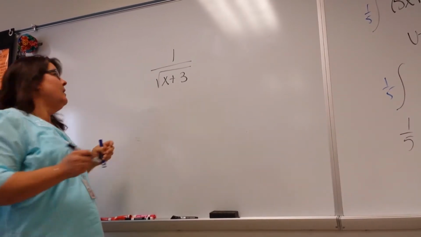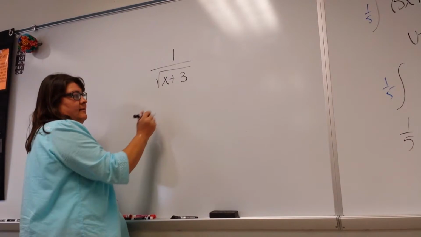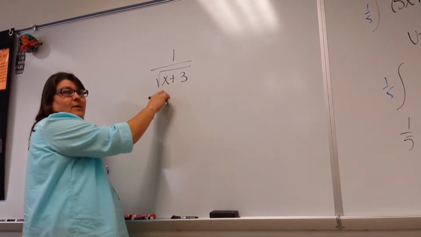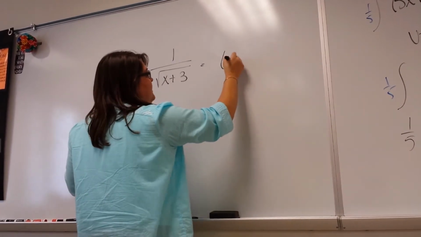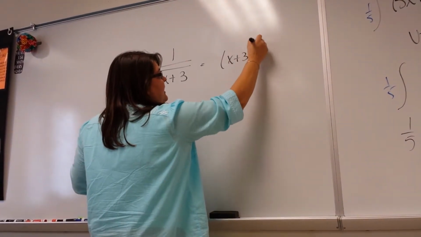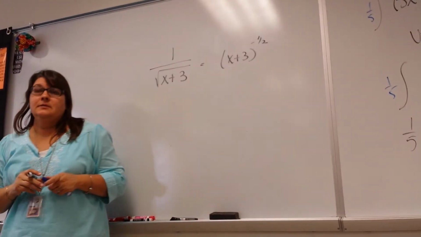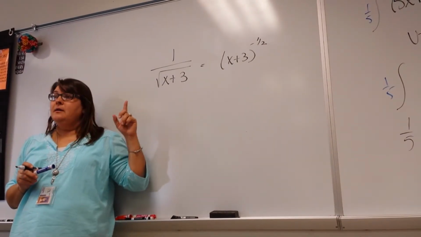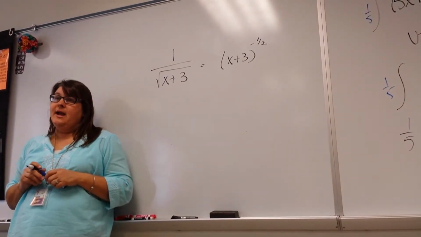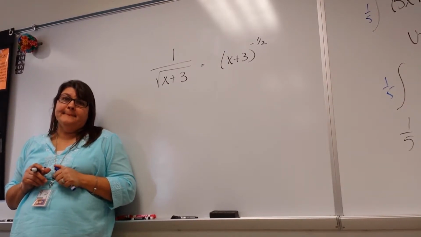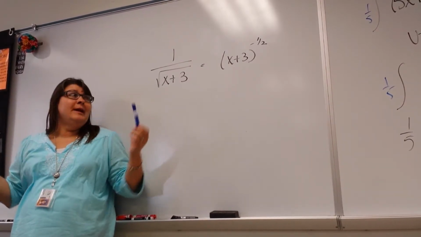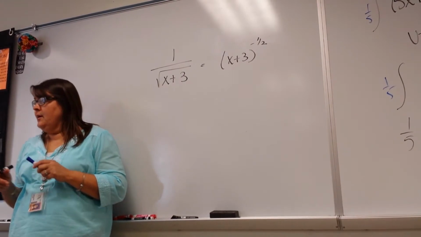So what did he recognize? He recognized that he doesn't know how to take an integral of something in a denominator. So he's going to flip it up to x plus 3 to the negative 1/2. Because it's in the bottom, when you flip it up, it goes to the negative 1/2. And it's a square root, so it's 1/2. If it was the cube root, it would be negative 1/3. So now let's use u-substitution.